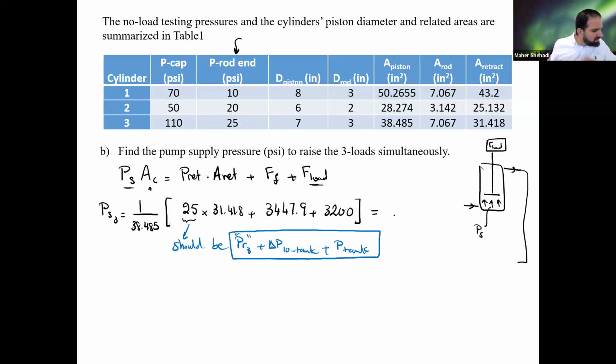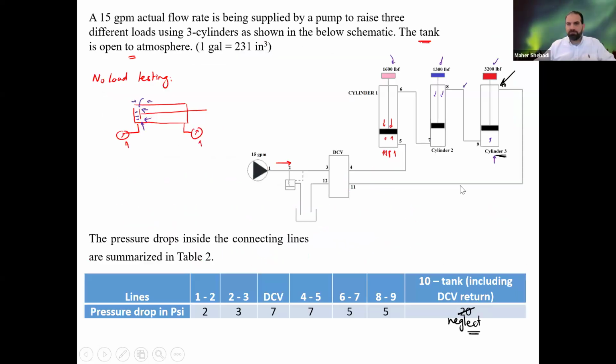Okay, I got here 193.15 psi. That's the supply pressure needed for cylinder 3.